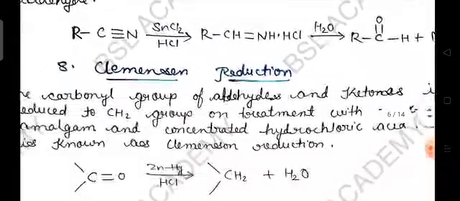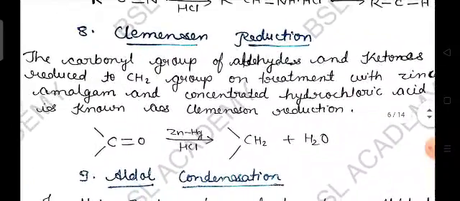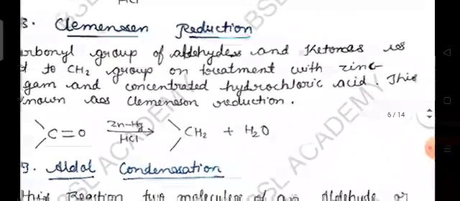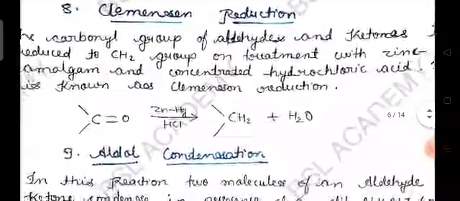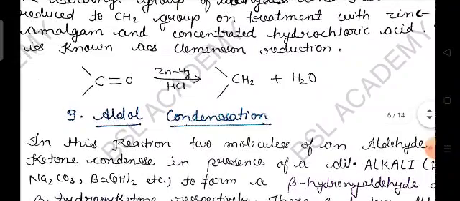Now next, Clemmensen reduction. The carbonyl group of aldehydes and ketones is reduced to a CH2 group on treatment with zinc amalgam and concentrated hydrochloric acid, which is known as Clemmensen reduction.